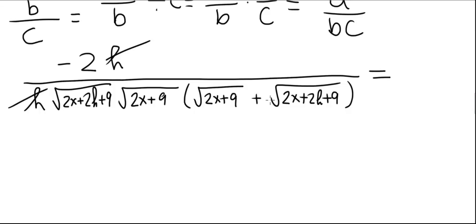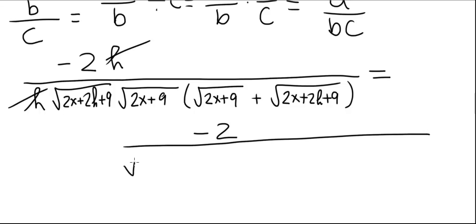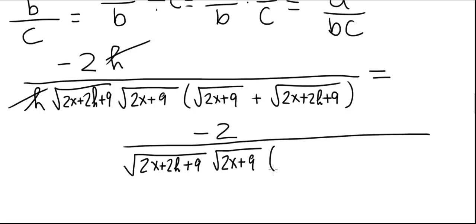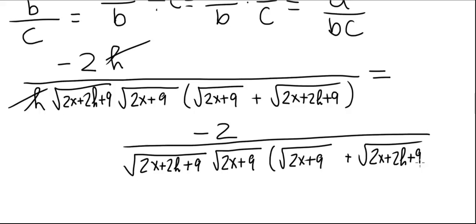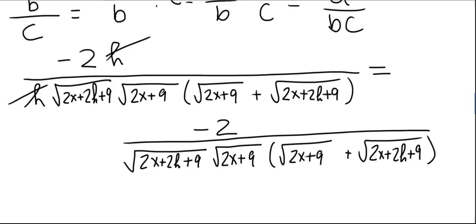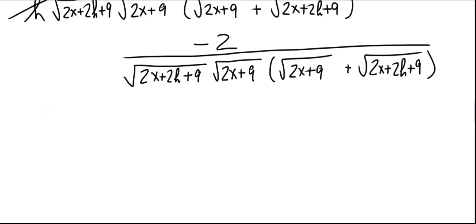At the end of step number 3, we end up with minus 2 divided by, once again, square root of 2x plus 2h plus 9 times square root of 2x plus 9 times the quantity square root of 2x plus 9 plus square root of 2x plus 2h plus 9. Finally, we have arrived at the final fourth step, where we compute the derivative. Recall the derivative. This is step number 4.